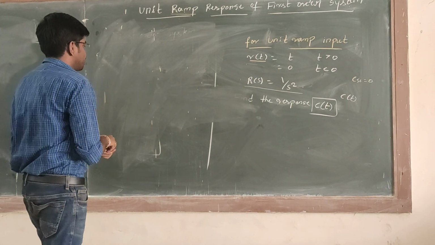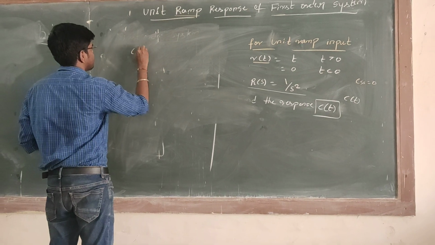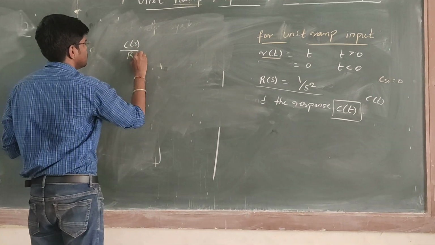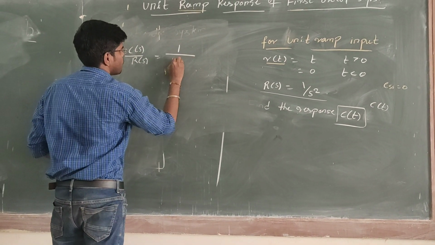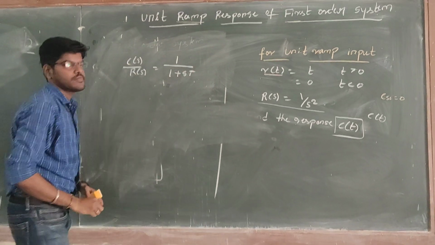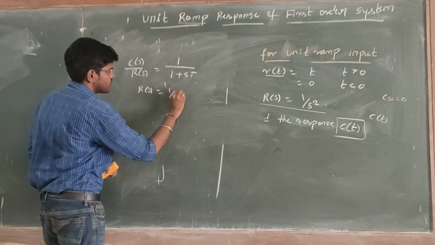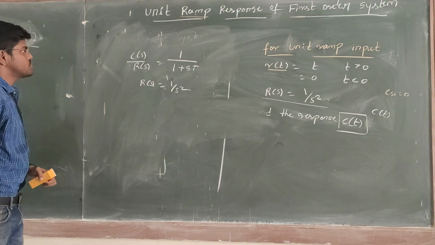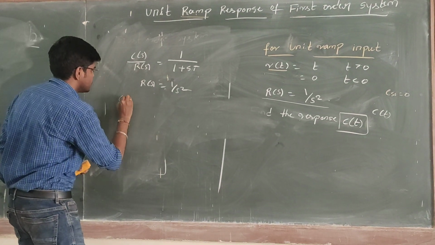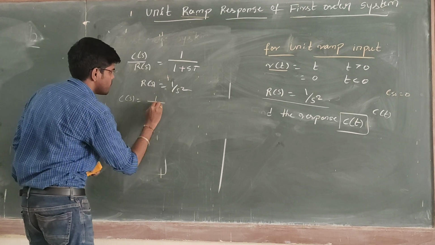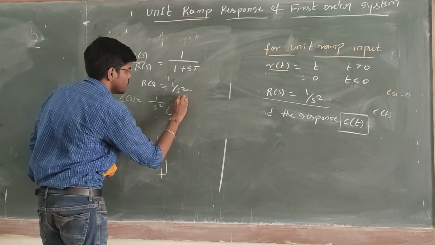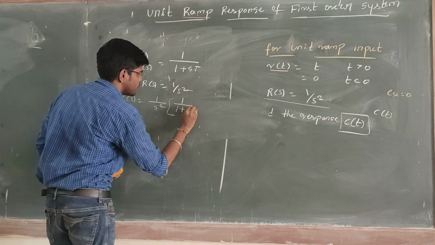We know that the transfer function is C of S divided by R of S equals 1 divided by 1 plus S into T. Here R of S is 1 by S square. Let us simplify this equation. C of S equals 1 by S square into 1 divided by 1 plus S into T.